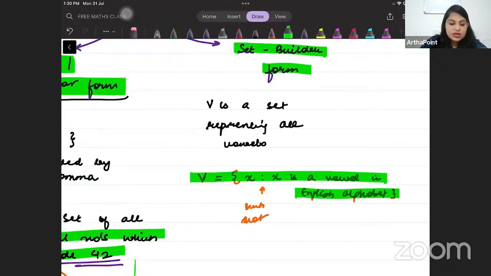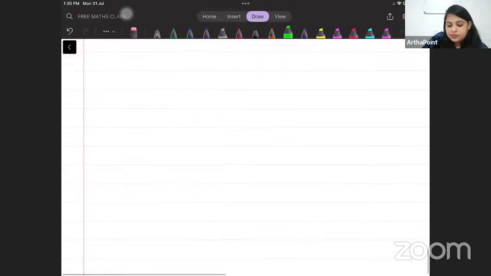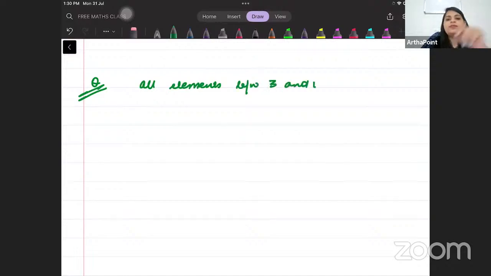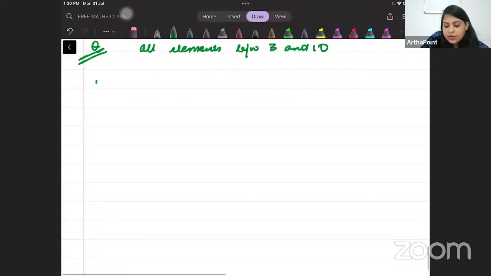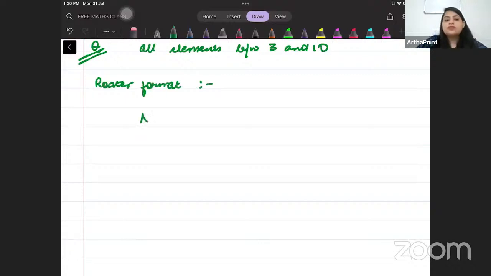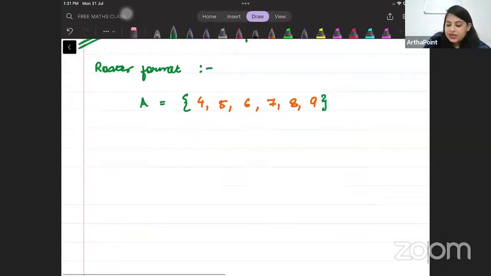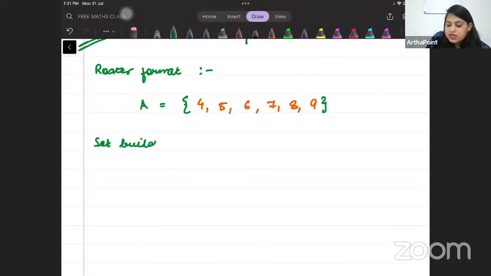Okay? Let's take one more example. Suppose I tell you that I want all elements in the set between 3 and 10. All elements that lie between 3 and 10. Now, how will you write it in the roster format, beta? In the roster form, I will write that there is a set A. And what is this set A? This set A consists of all elements between 3 and 10. That means I will have 4, 5, 6, 7, 8, 9. That's it. So this becomes my set in the roster form. Now I am asking you, how will you write this in the set builder format?